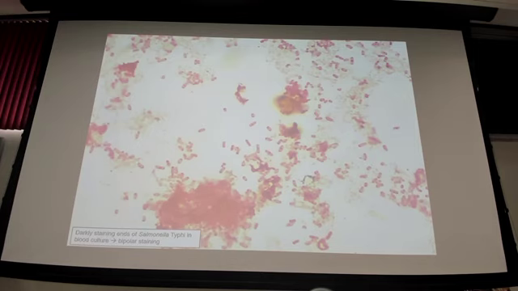We see a blood culture with a bunch of these gram-negative rods staining in this specimen, Salmonella Typhi.